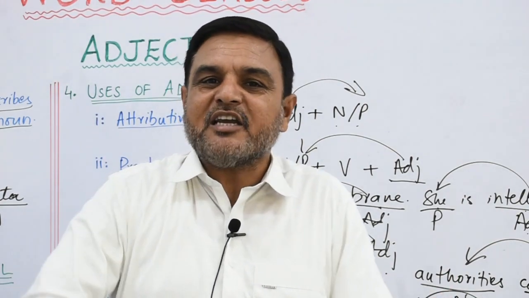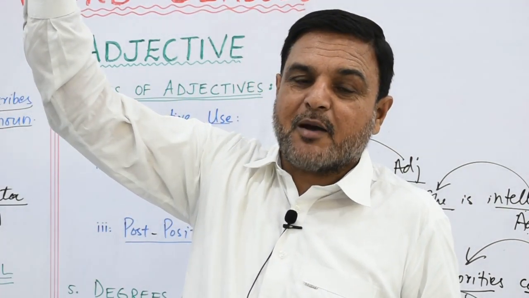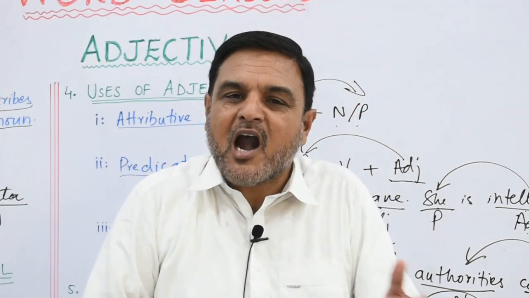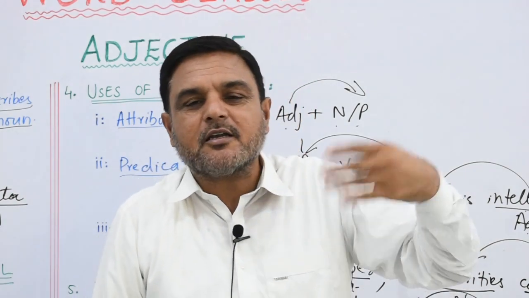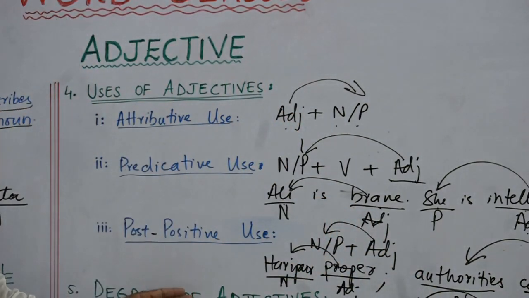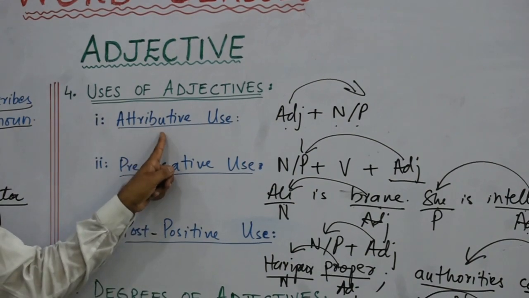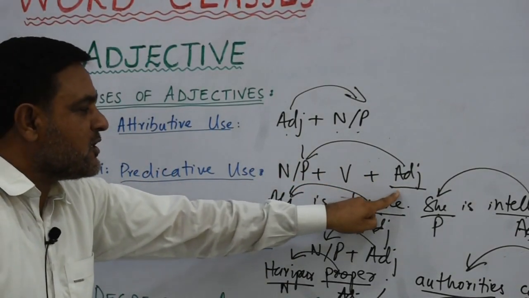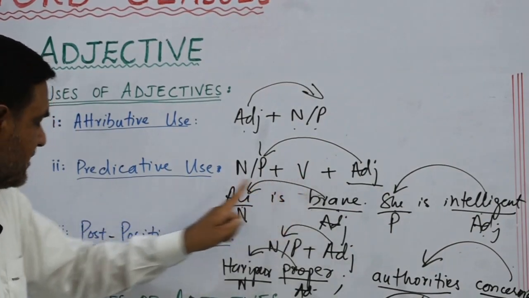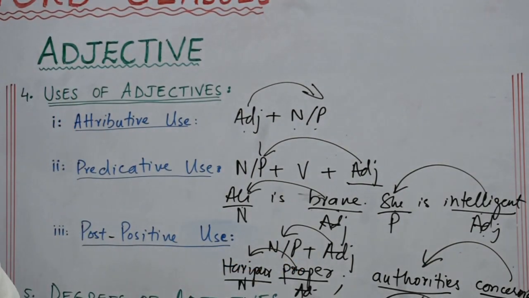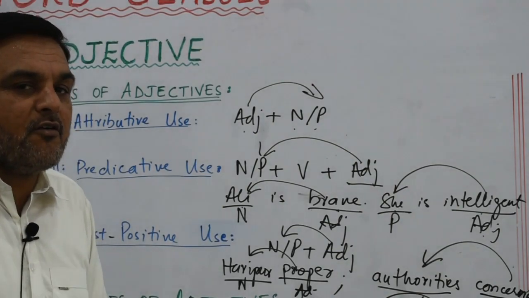Someone tall. I need someone tall, for example, to pluck or pick fruit for us. I need someone hardworking for this job. So someone can frequently, traditionally, be used in this way. So these are the three uses of adjectives. Attributive use: the adjective is used before a noun or pronoun. Predicative use: the adjective is used after the noun or pronoun with a verb in the middle. And postpositive use: the adjective is used after the noun or pronoun, but there is no verb in the middle. This was our discussion of three major uses of adjectives.